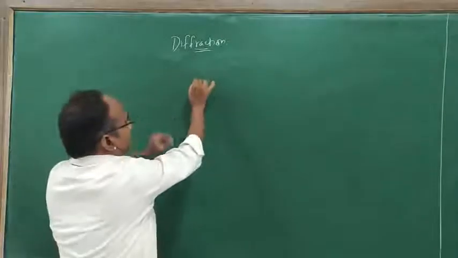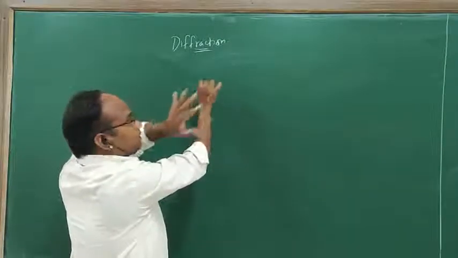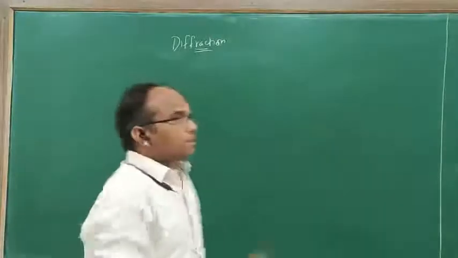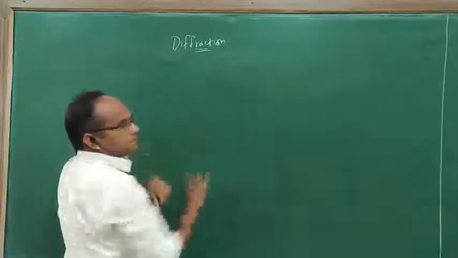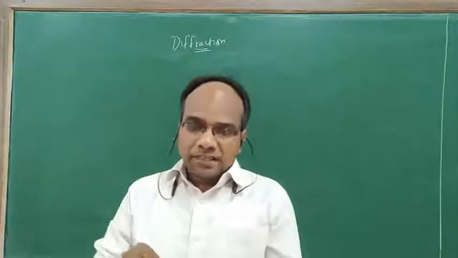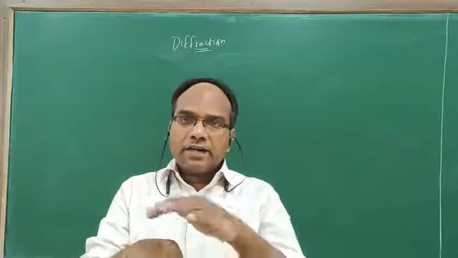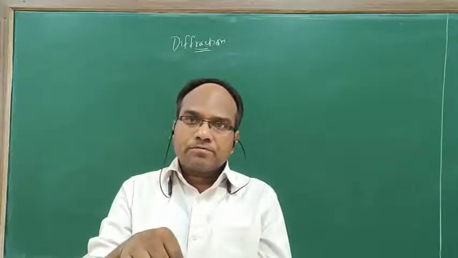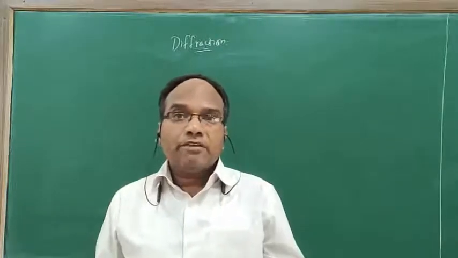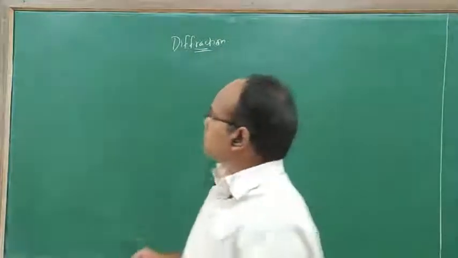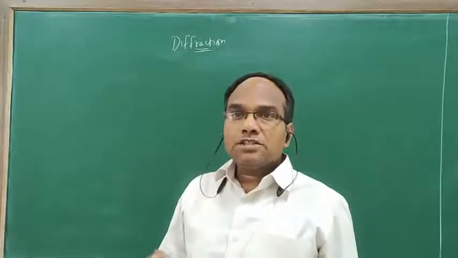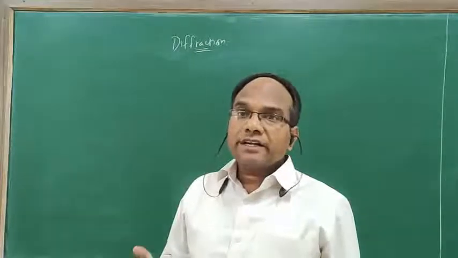Here suppose I am writing, so the light is coming from here and here is a dark shadow. So what happens? It is bending. That's why, when you are writing in the night time, your shadow is falling, it is bending. It is not coming straight. So that's why the bending of light from the edge of an obstacle and entering into the shadow of an obstacle is called as diffraction.